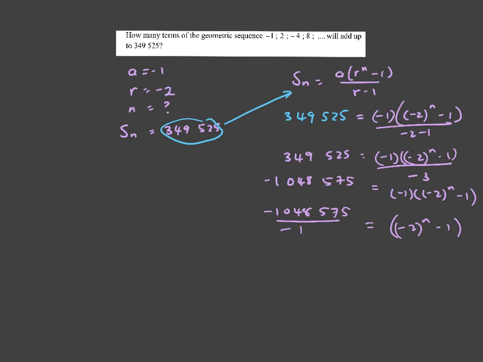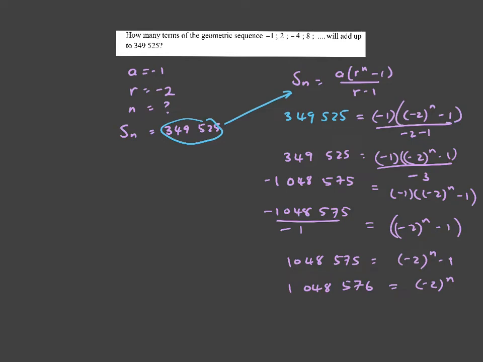Okay, and then that answer, of course, is going to be 1,048,575 equals minus 2 to the power of n minus 1. Okay, hope you're following. And then what we do, we need to add 1 to that. So in other words, it's going to be 1,048,576 is equal to minus 2 to the power of n.